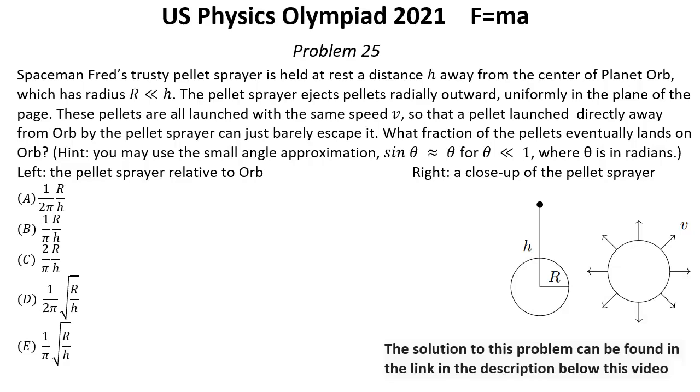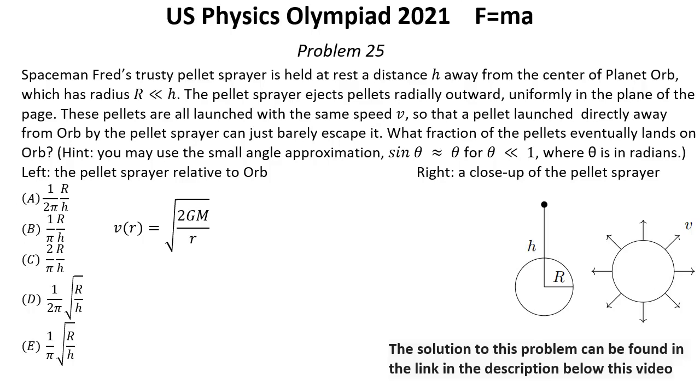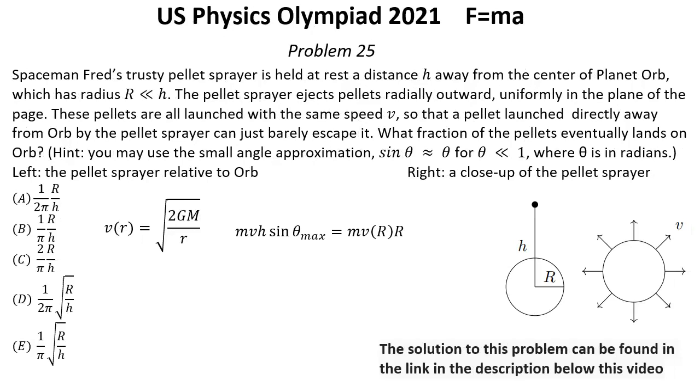Because all pellets are launched at the escape velocity, the speed of one of these pellets, a distance small r away from Orb, is the square root of 2GM over small r. At the distance r minimum of closest approach, the pellet's velocity must be perpendicular to its displacement from the planet's center. Then, by conservation of angular momentum for a pellet of mass m launched at angle theta from the vertical, we have m v h sin theta maximum equals m v at point big R multiplied by big R.